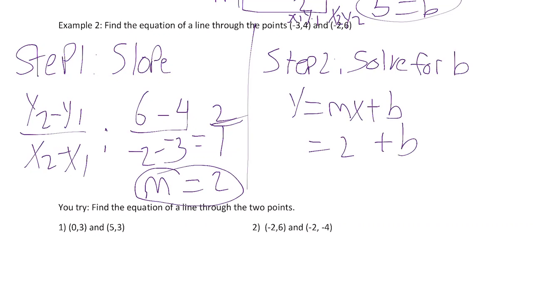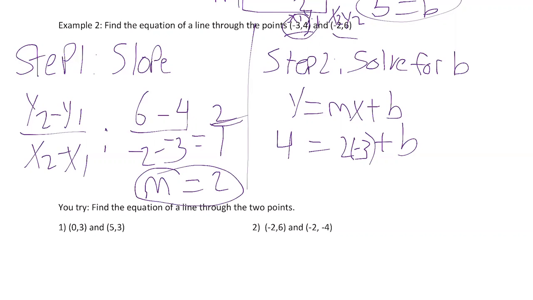For the x and the y, we can plug in either one of our points. Usually I try to avoid the negatives, like I said in the first example, but both of these have a negative, so to me it really doesn't matter. I'm just going to do this first point. So I'm going to plug the 4 in for my y, and I'm going to plug in the negative 3 for that x.